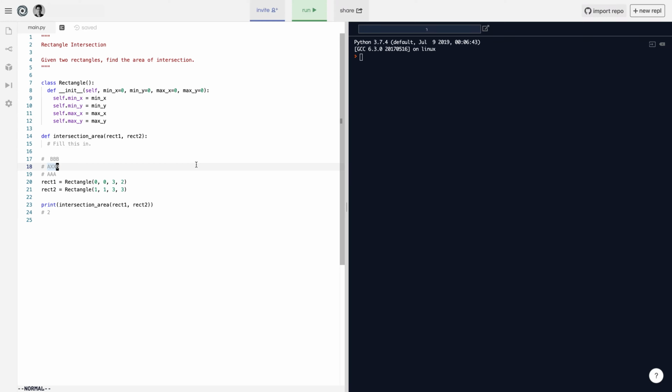All right, welcome back. Today we are going to do a question called rectangle intersection. Let's look at the question right here. Given two rectangles, find the area of intersection.